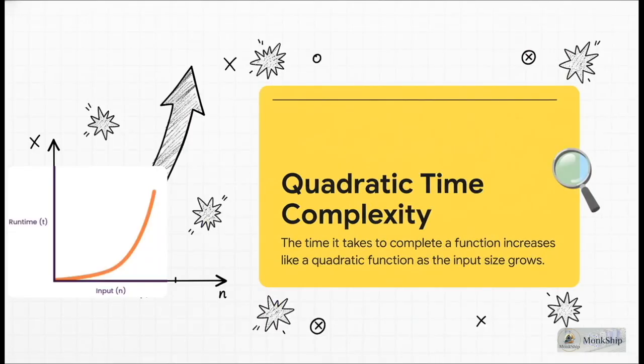Then you've got the other end of the spectrum, the scary one. We call it quadratic time. Look at that graph. It's not a straight line. It's a curve that gets steeper and steeper. With this pattern, even a small increase in your input n can cause a massive, explosive increase in the runtime. This is the kind of thing that can bring servers to their knees.